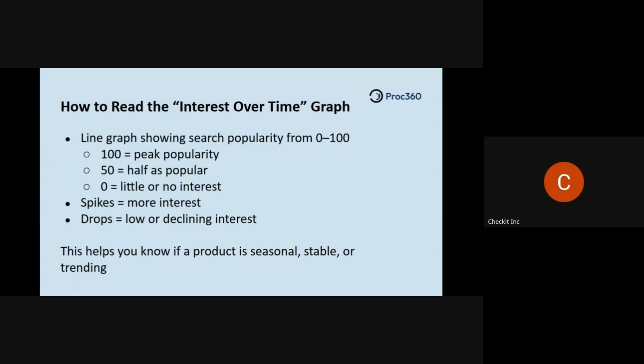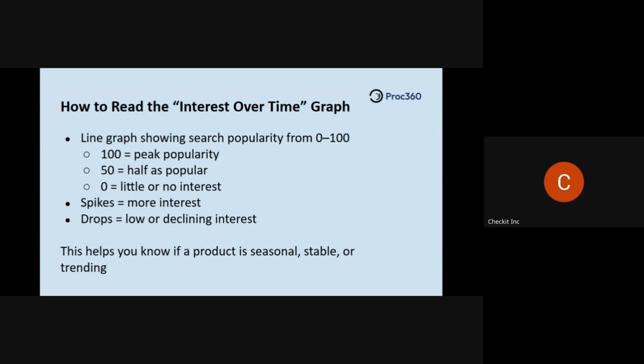So the line graph shows search popularity from 0 to 100. Then the spikes mean more interest. When there are spikes like that, it shows that this is higher at this particular time. Then there are drops, which mean low or declining interest. So what this graph actually helps us do is to know if the product is seasonal.